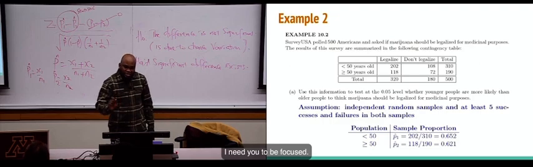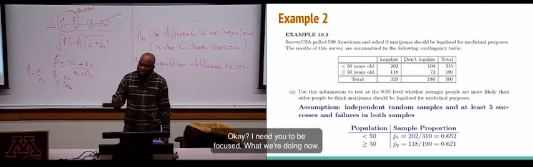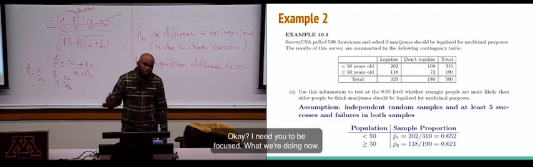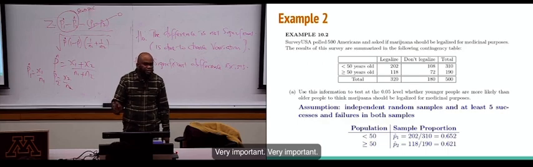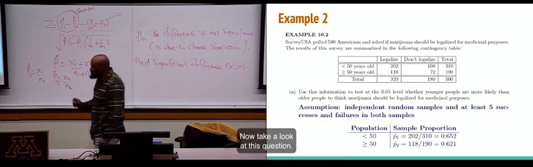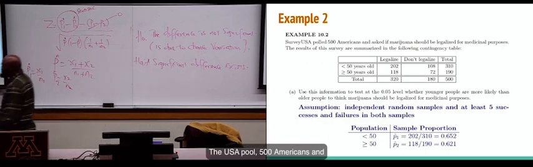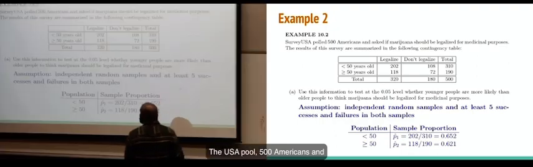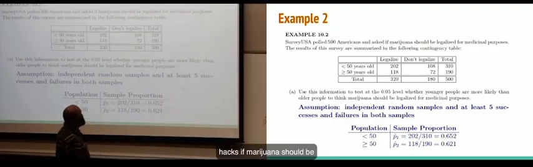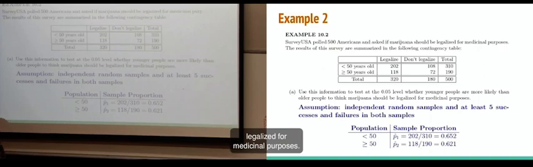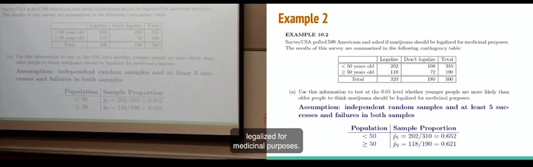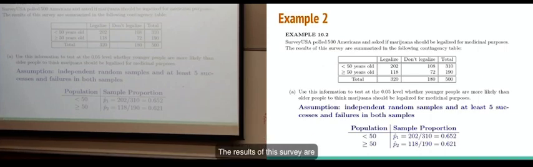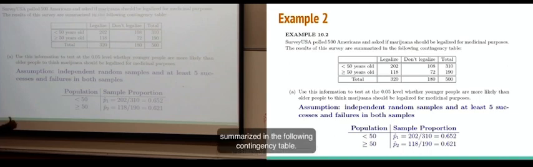Like I said, I need you to be focused. Okay, I need you to be focused. What we're doing now is very, very important. Very, very important. Now, take a look at this question. Survey USA polled 500 Americans and asked if marijuana should be legalized for medicinal purposes. The results of this survey are summarized in the following contingency table.